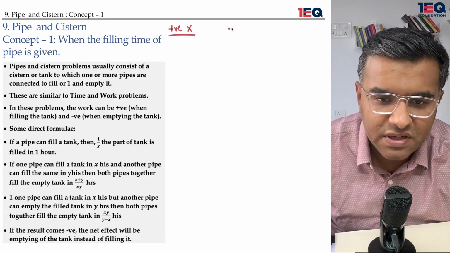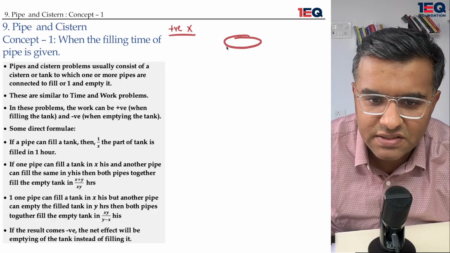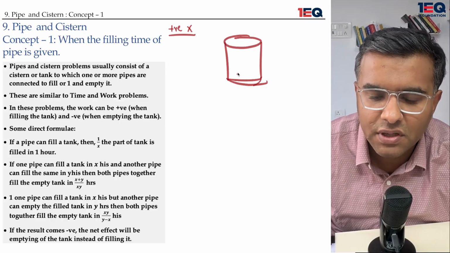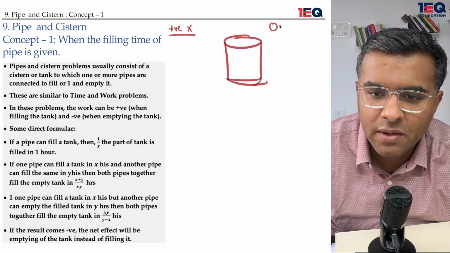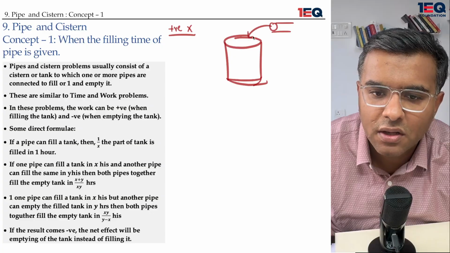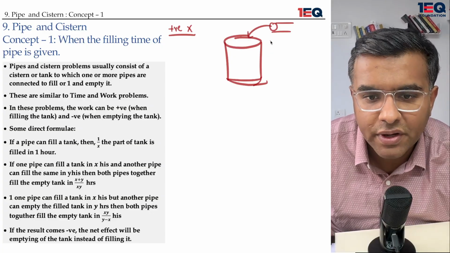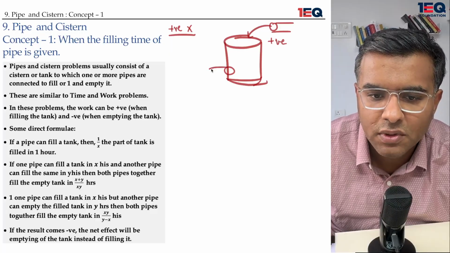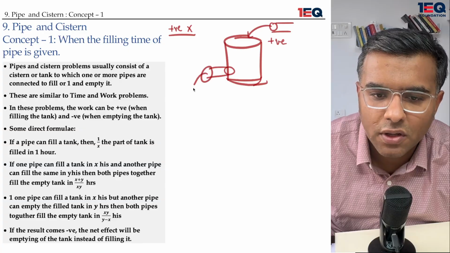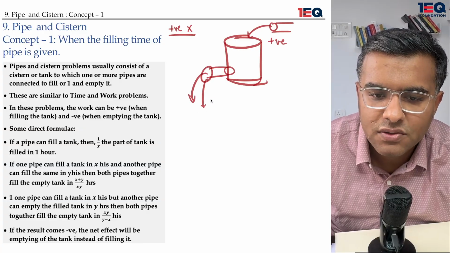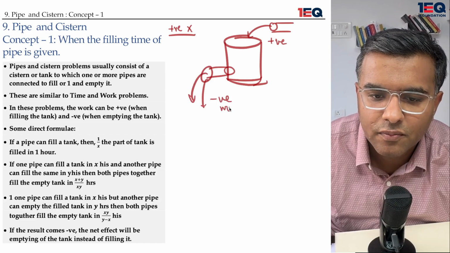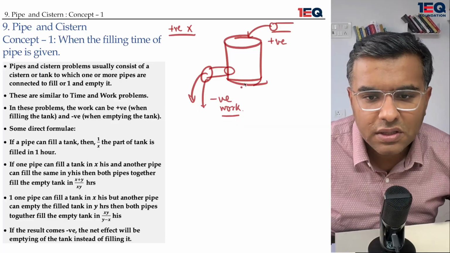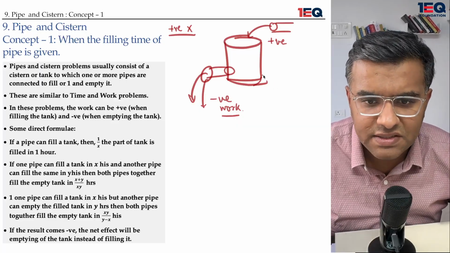Why? Because let's assume this is a jar which needs to be filled, and I'll be using one pipe which is pouring water in. So when water is being poured in, it is positive work. And let's assume there is a hole at the bottom which is releasing water. This is nothing but negative work. This is the only concept which you need to understand.